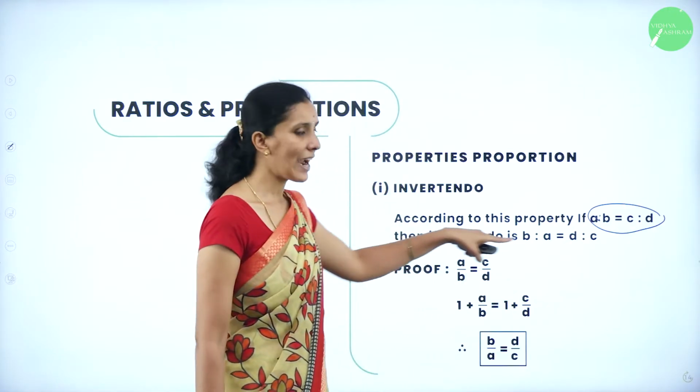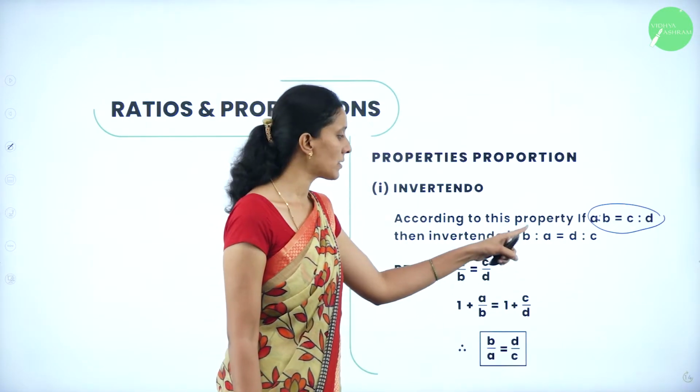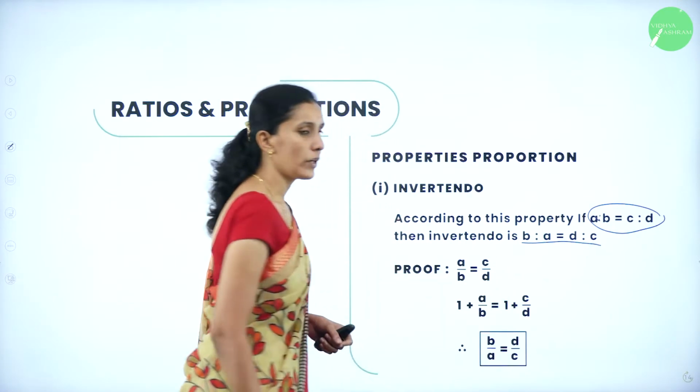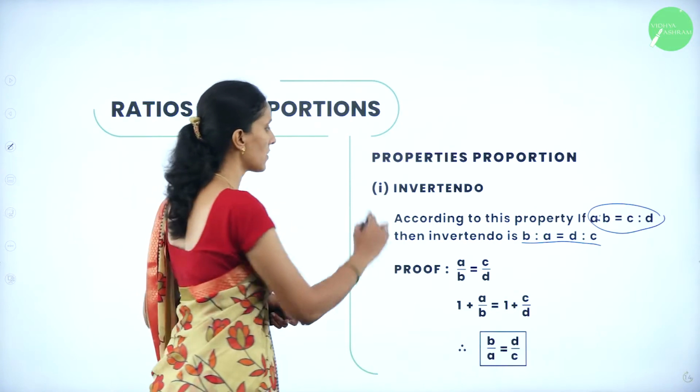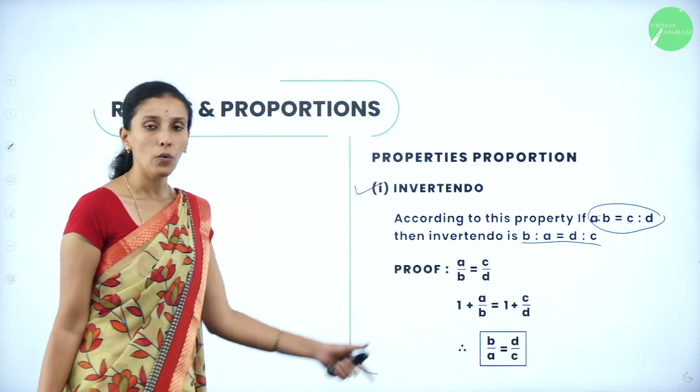And if you write that in a proportionality form, it is B is to A is equal to D is to C. So this property of writing the proportion is called invertendo. How will we get this?